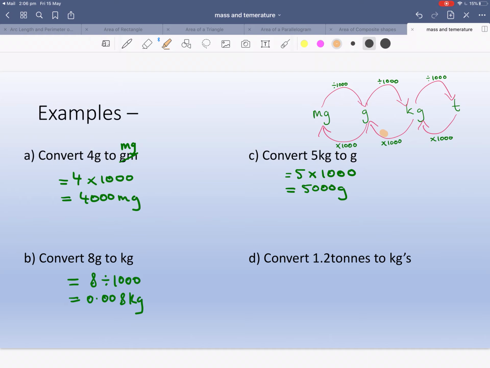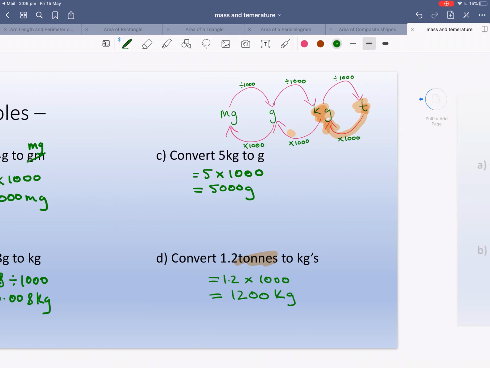All right, finally, we're going to go from tons to kilograms. So we're also going to multiply by 1,000. So we're going to go 1.2 times 1,000, which is just 1,200 kilograms. All right, so if you've got something that weighs over 1,000 kilograms, it's a ton. That's a good one, isn't it?